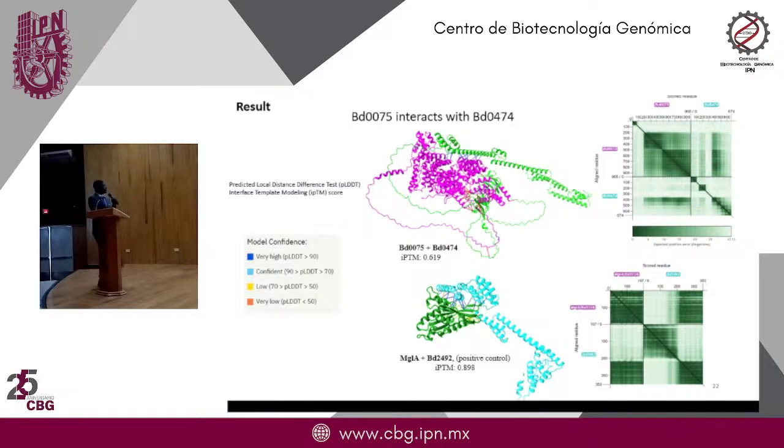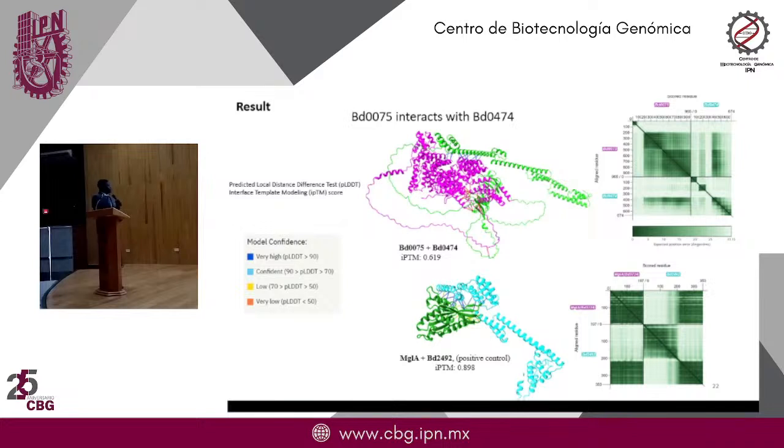I already discussed the structure of the 0075 and the structure of the 474. So we look now at the interaction between 0075 and 474. In AlphaFold, scores that are in blue in these interactions are greater than 90, and are very high confidence. So we can see here the interaction between, in purple, 0075, and in green, 474.